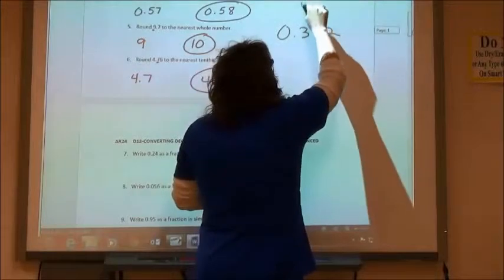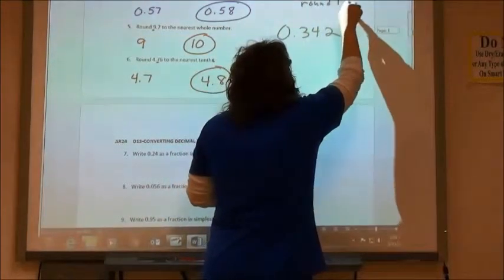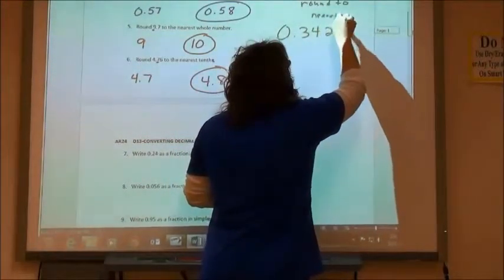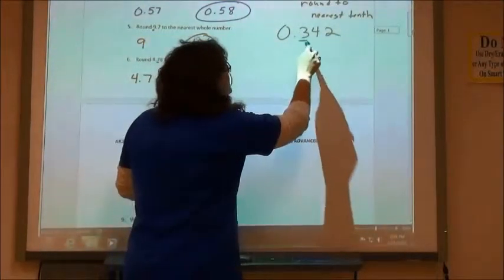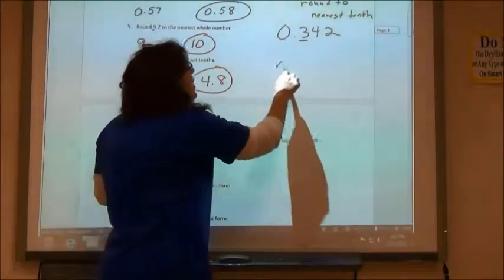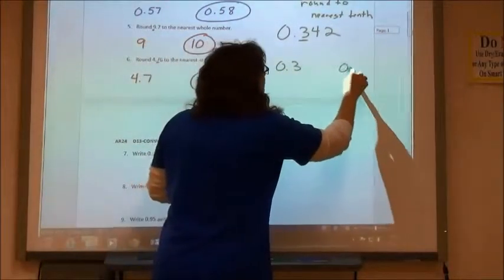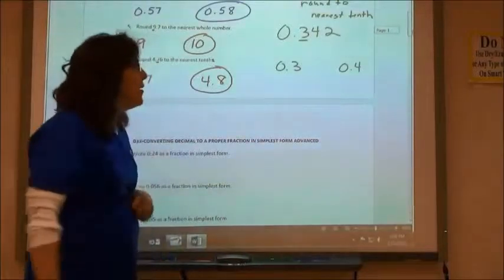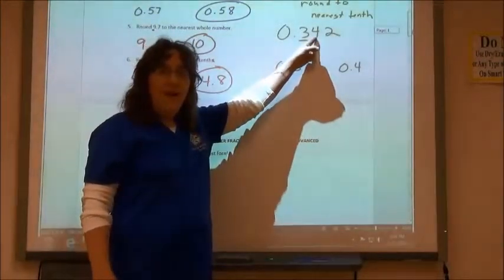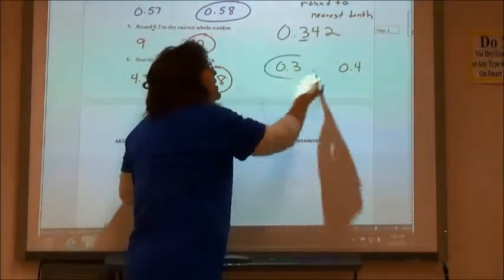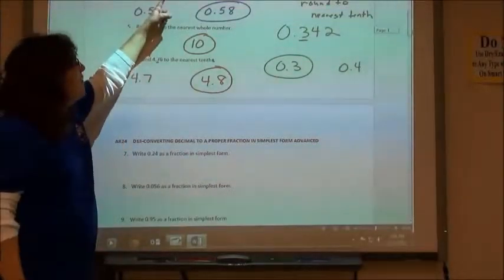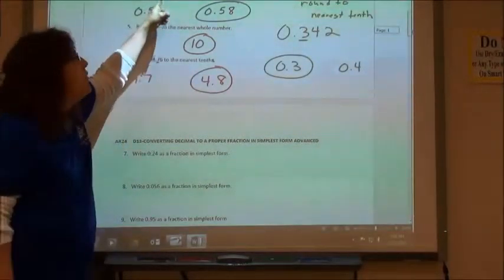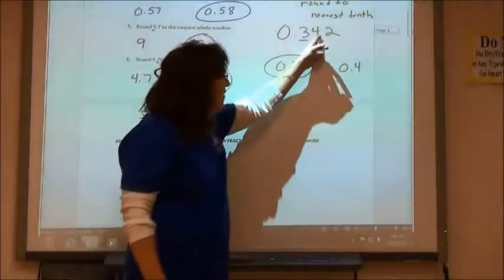0.342 and I said round to the nearest tenth. 3 is in the tenth spot. So do I leave it 0.3 or do I round it up by 1, 0.4? 4 is less than 5, so I'm going to leave this one alone. 0.3 would be rounding it to the nearest tenth. So if the number behind it is 5 or higher, I round it up. If it's less than 5, I leave it alone.